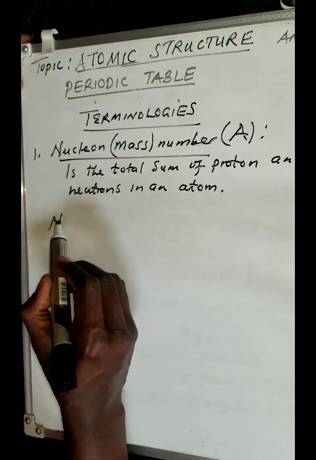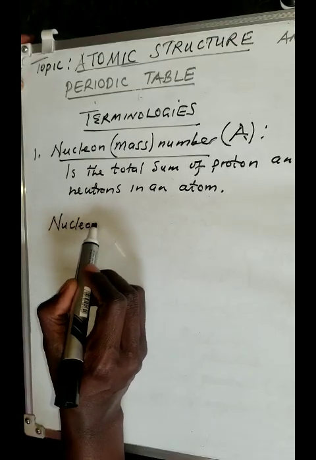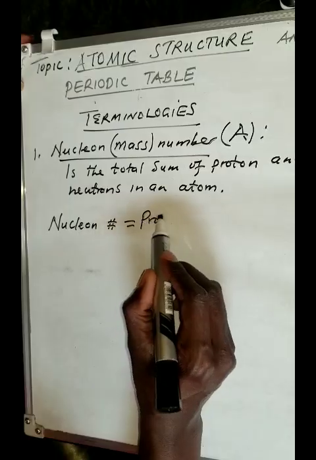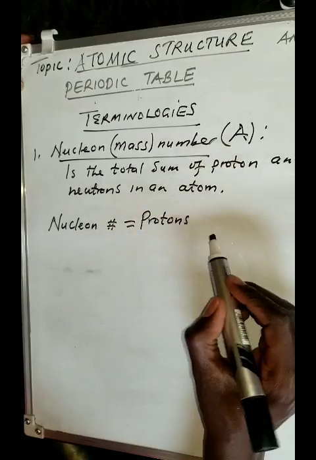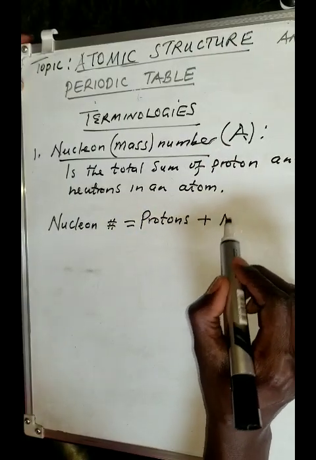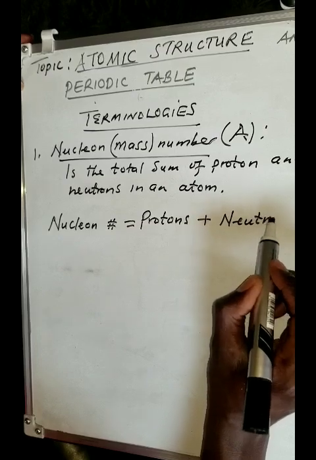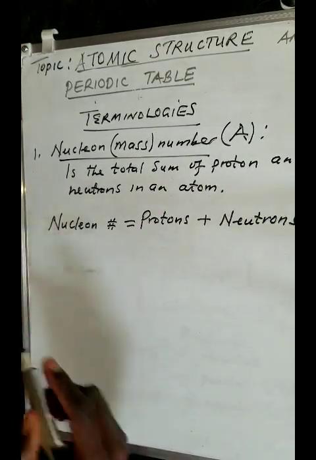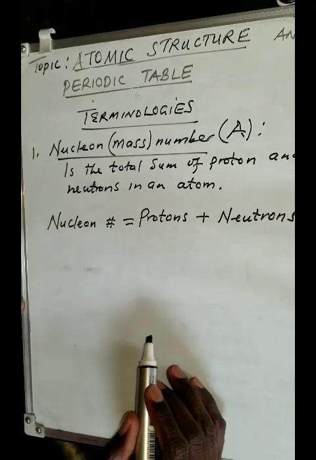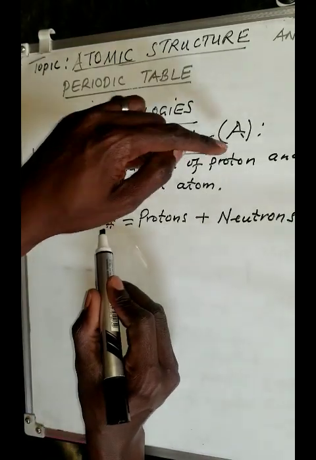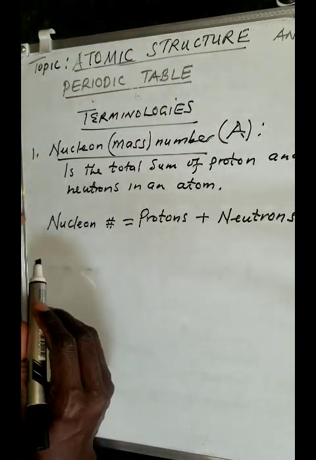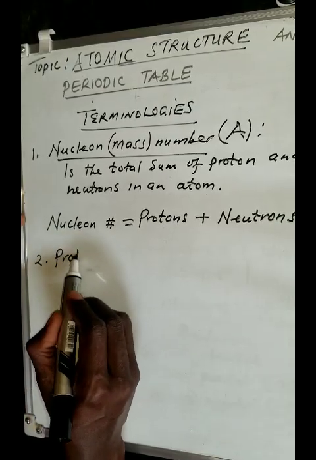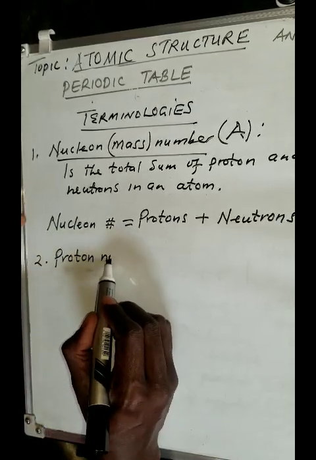What do I mean? In order for you to get the nucleon number, it is equal to the number of protons that are available in the nucleus plus the number of neutrons that are there in the nucleus, and they make up what we call the nucleon number. Remember, the nucleon number is represented by the capital letter A. The other terminology that you need to remember is what we call the proton number.